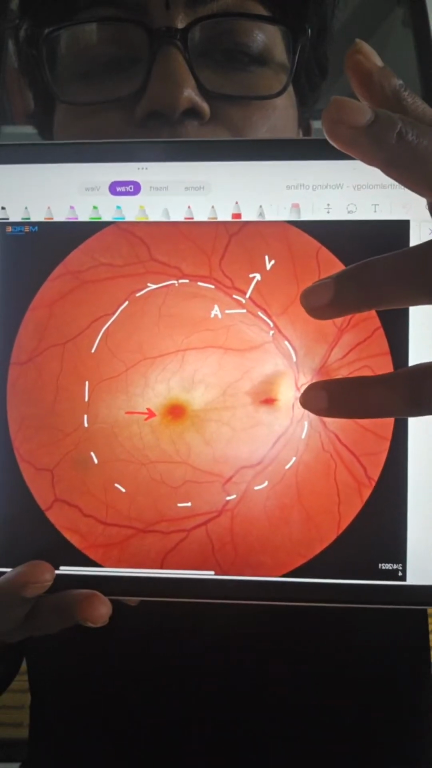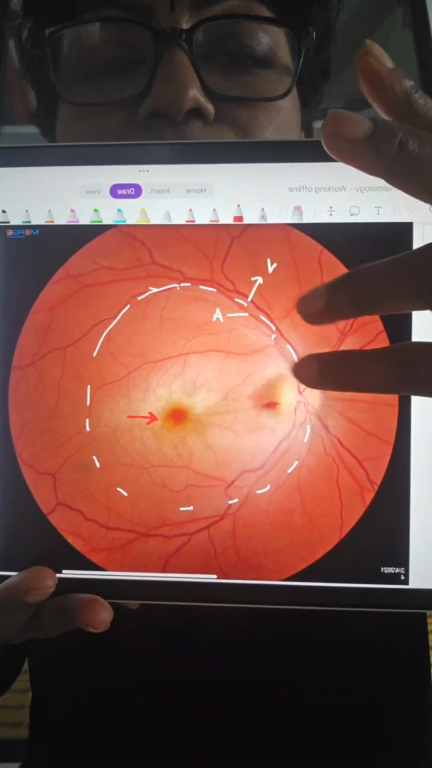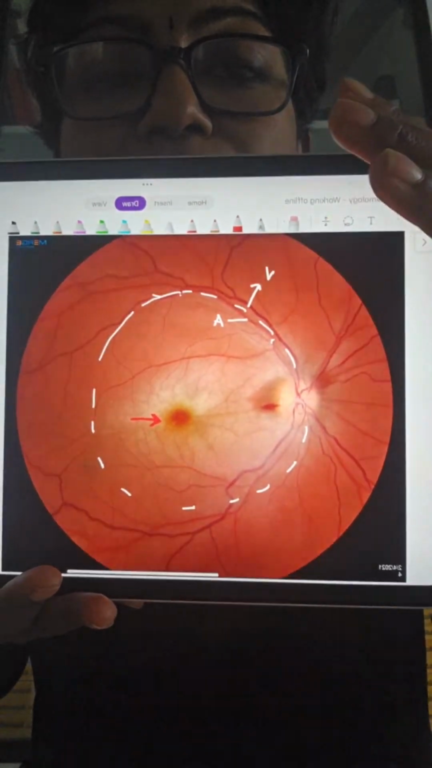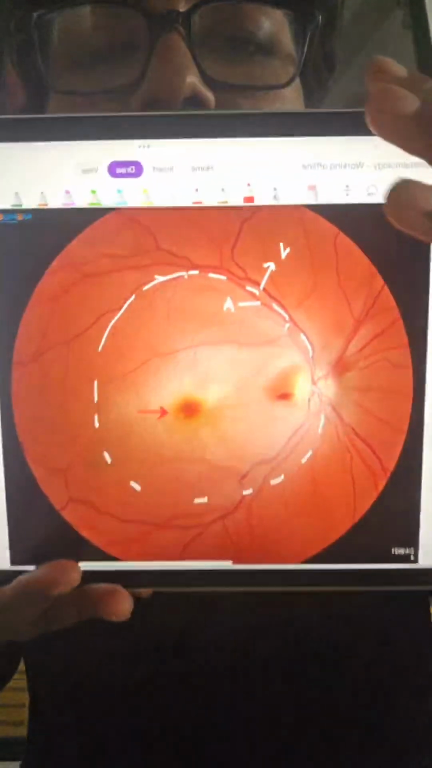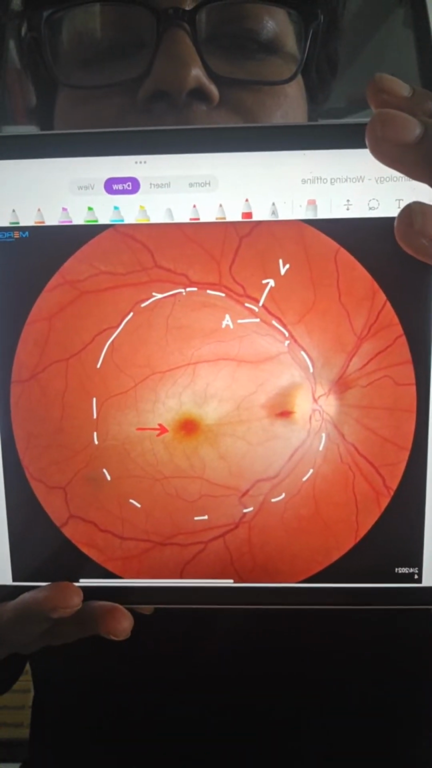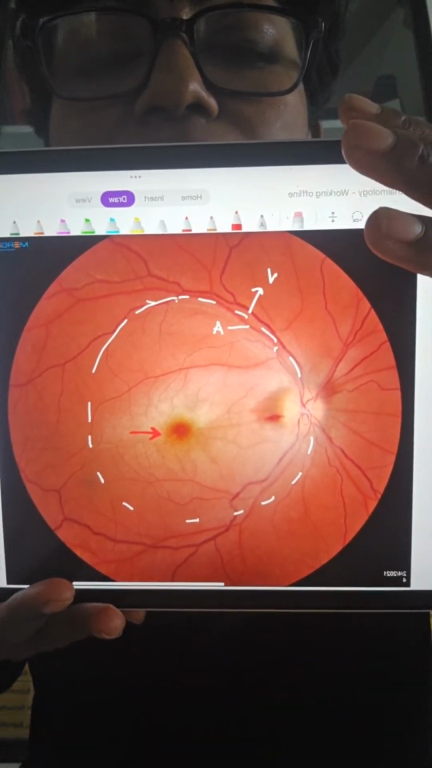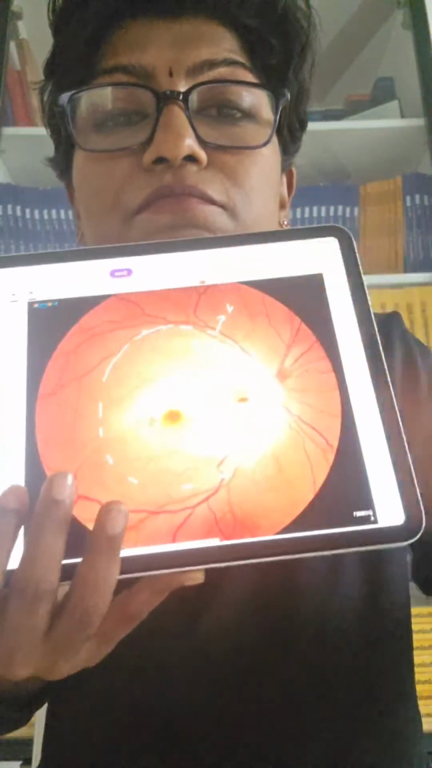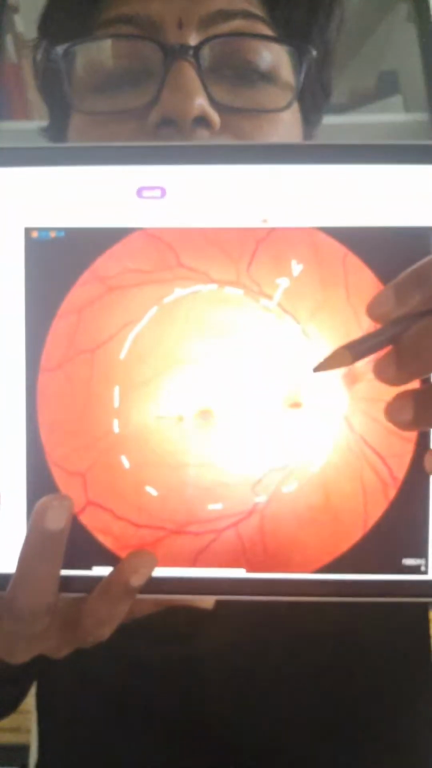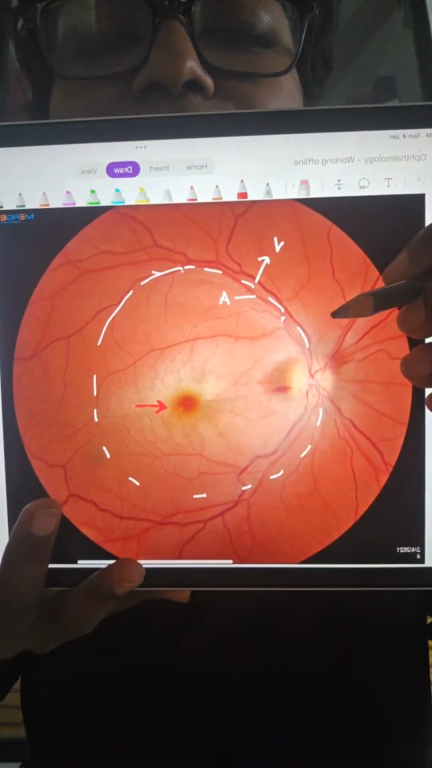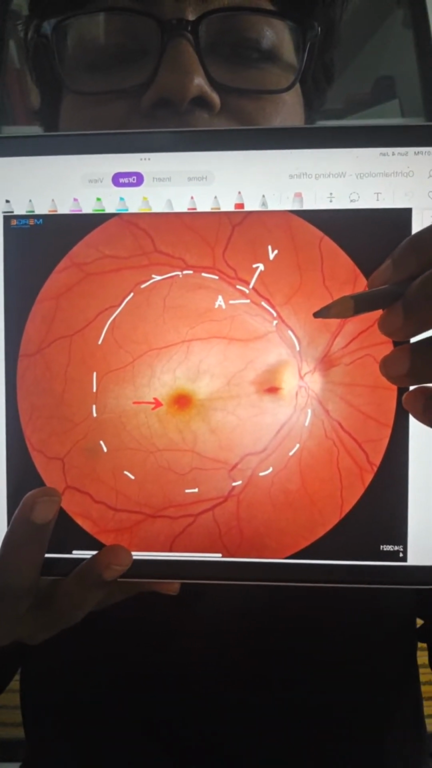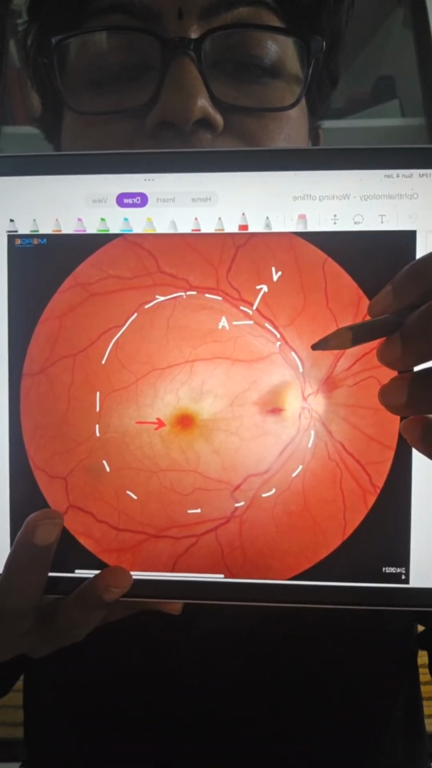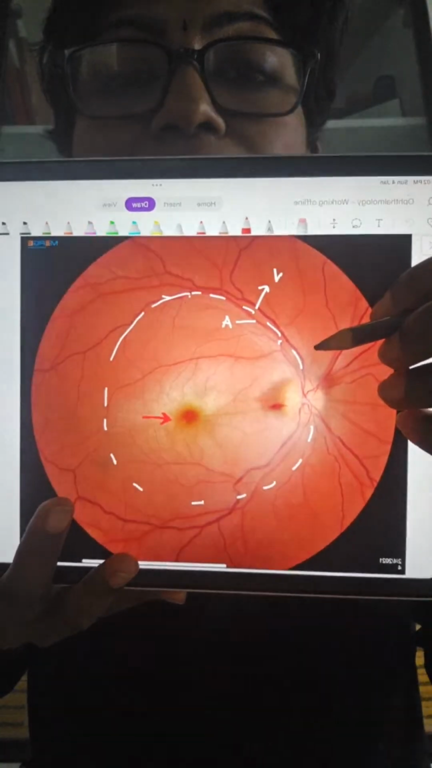Take a look at the optic disc, which is nasal in location. So which eye are you looking at as you see it? I don't want the diagnosis. Just say which side fundus you are looking at. Is it the left fundus or the right fundus?